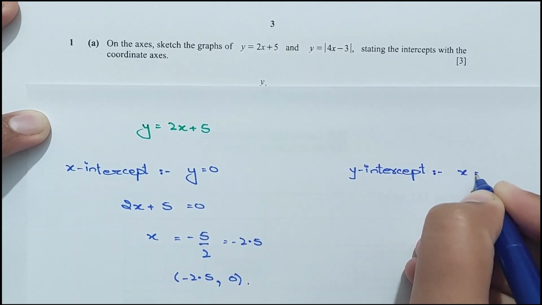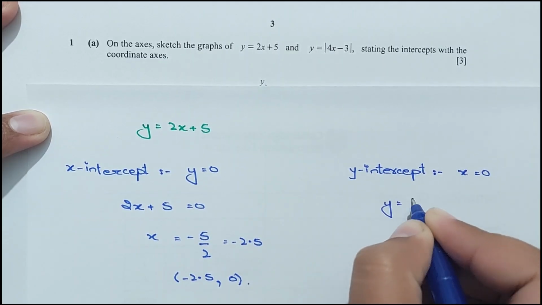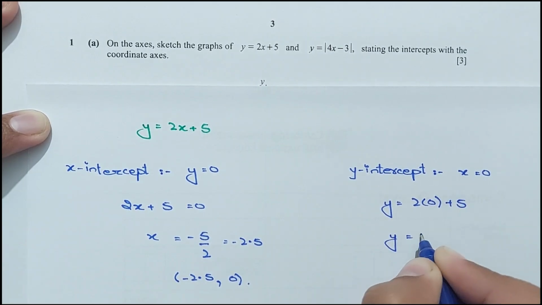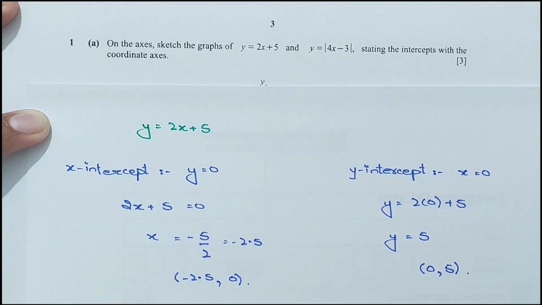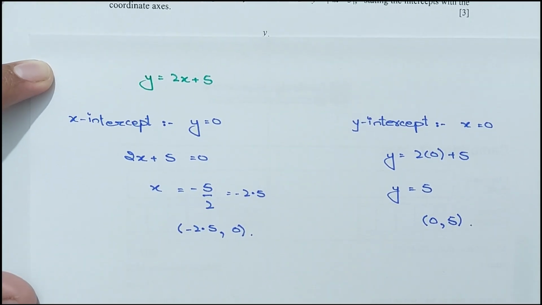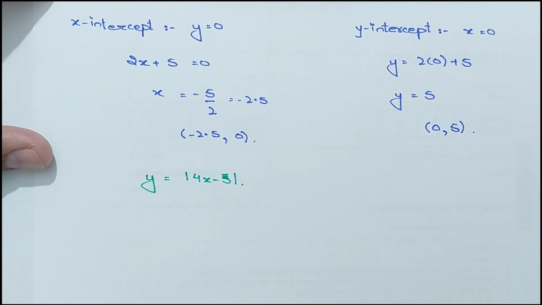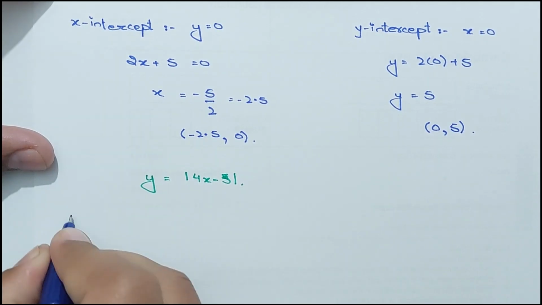So x should be equals to 0. So y is equals to 2 times of 0 plus 5. So here y equals to 5. So the coordinates are 0 and 5. Right. Now for the other equation, the absolute value function for this, let me use y equals to absolute of 4x minus 5. Minus 3, not 5, sorry. 4x minus 3, yes. Okay, let me solve for x and y intercept for this as well.